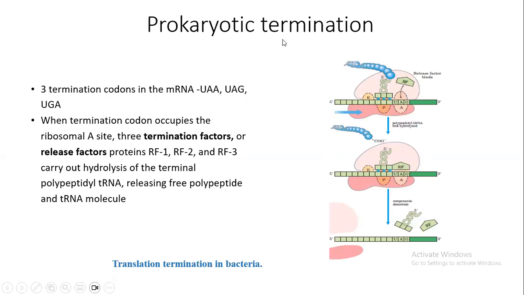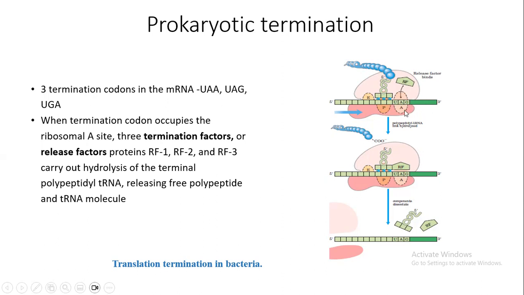Coming to the last stage, that is termination. Termination is achieved when one of the three termination codons, that is UAA, UAG, or UGA, is present at the ribosomal A site. When any one of these three codons is present, that leads to binding of a release factor. In prokaryotes, three release factors have been identified: release factor 1, release factor 2, and release factor 3. One of these release factors will bind to the ribosomal A site when the termination codon is present over there.